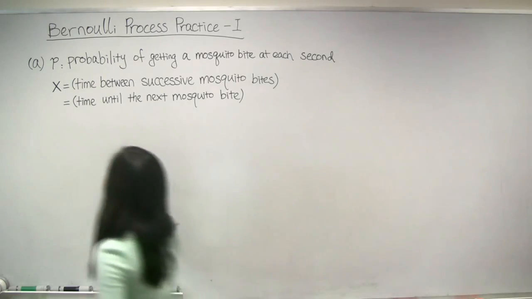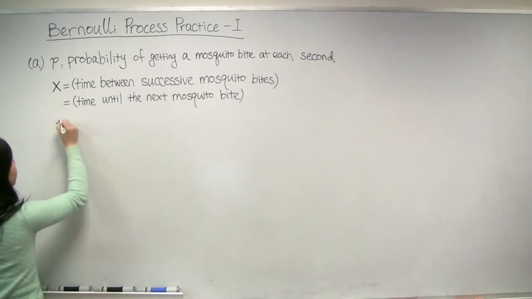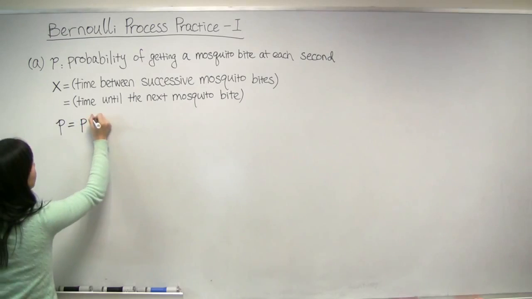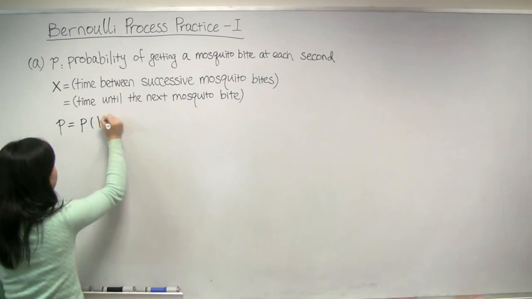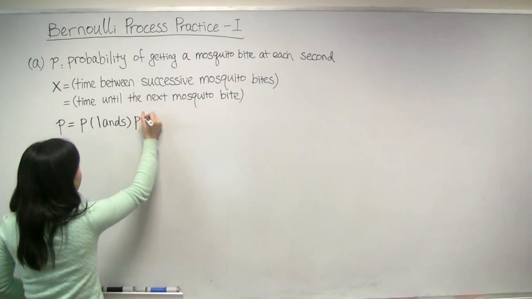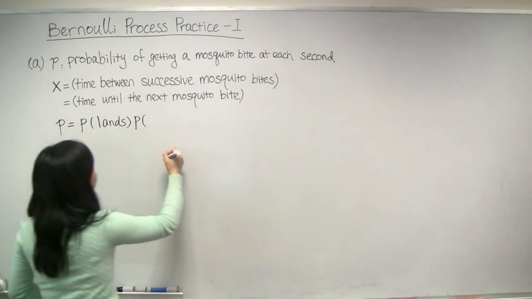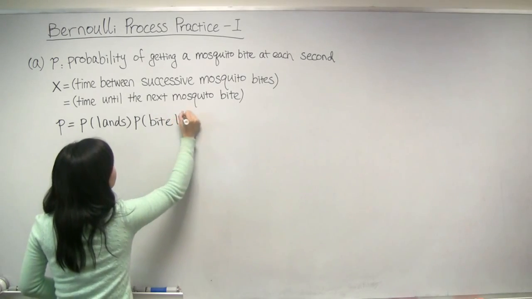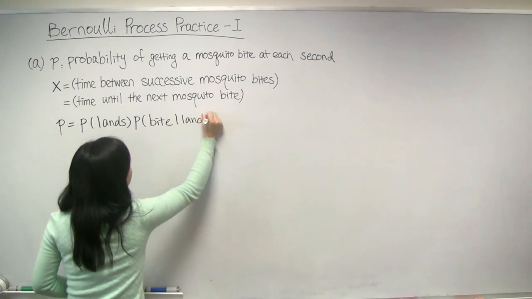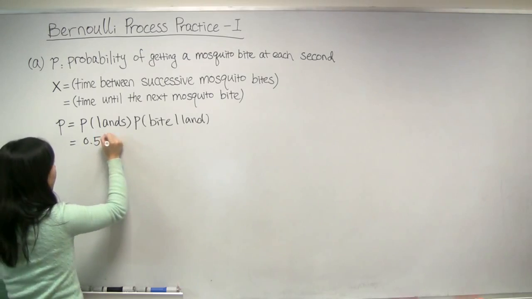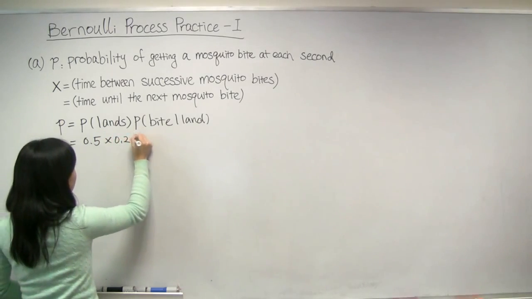And p can be calculated as the probability that a mosquito lands on your neck at each second, multiplied by the probability that a mosquito will bite you given that it has landed on your neck. And this is equal to 0.5 times 0.2, which is equal to 0.1.